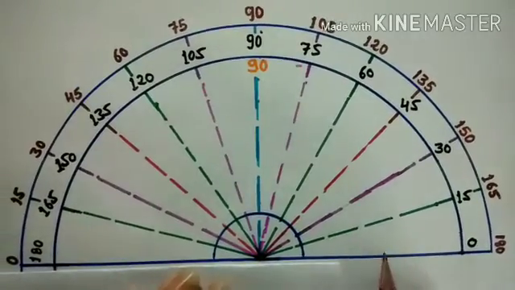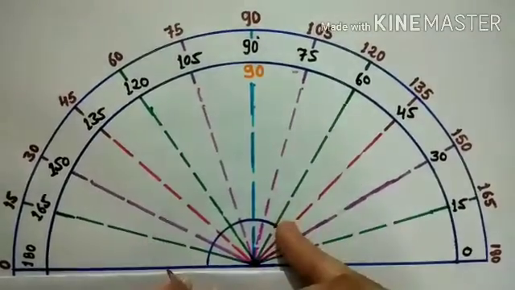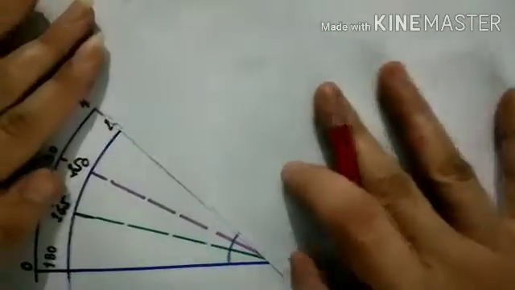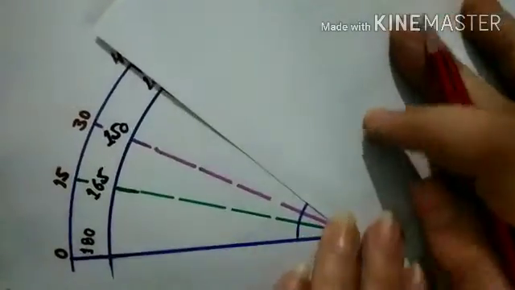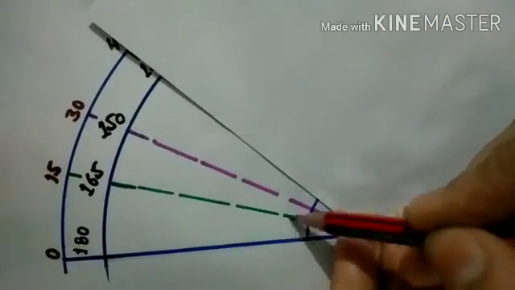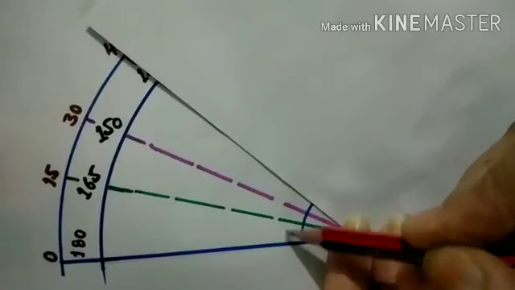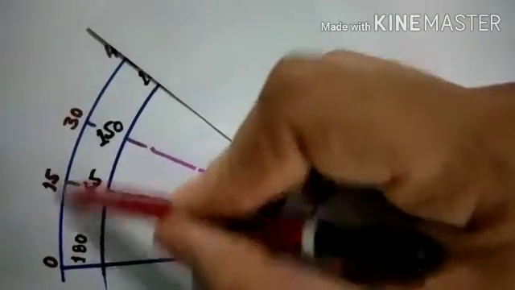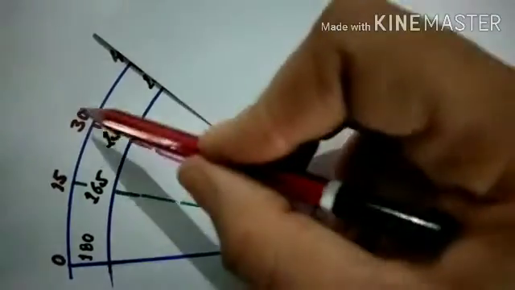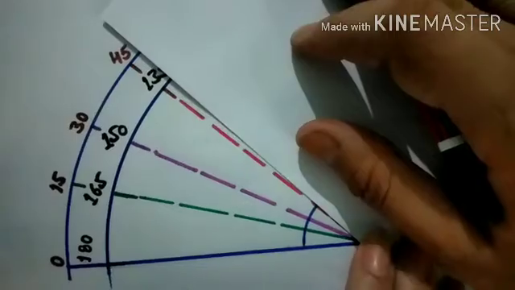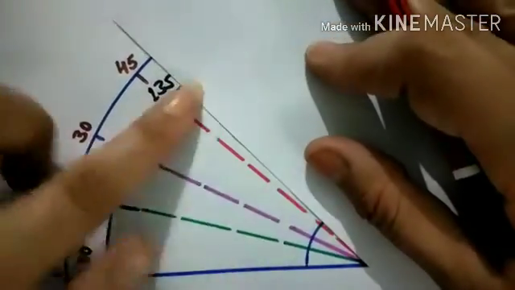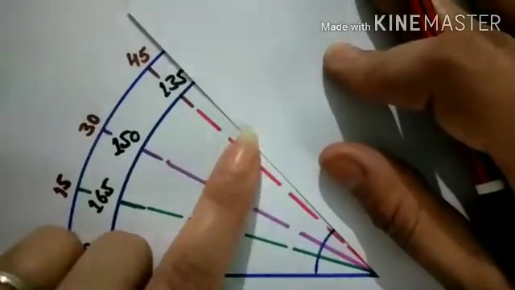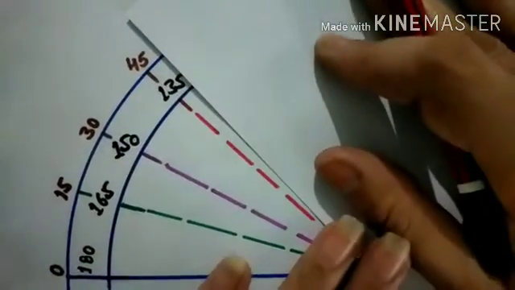That was measuring the angle from this side to this side. But if we want to measure an angle from this side, these are two rays, and the space between them is known as the angle. So we will measure the outside numbers: 0, 15, then 30. So these are all acute angles. This is the vertex, the common point between two rays. Is that clear?